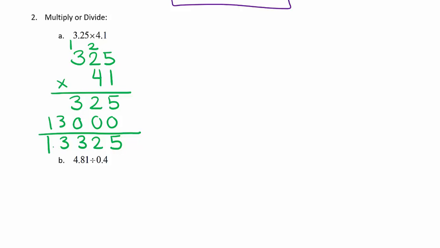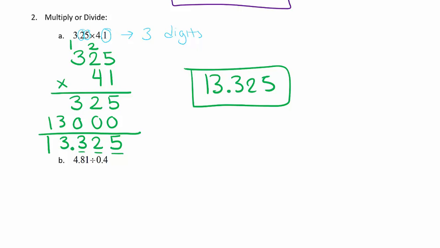So the first thing I do is I ignore the decimal. And then to place the decimal, I count how many places after the decimal were in the original problem. This number has 1 digit after the decimal. This number has 2 digits after the decimal. So altogether, I have 3 digits after the decimal. And so that means my final answer has to have 1, 2, 3 digits after the decimal. So my final answer would be 13.325. So you're going to multiply ignoring the decimals, and then you place the decimal after you do the multiplication.